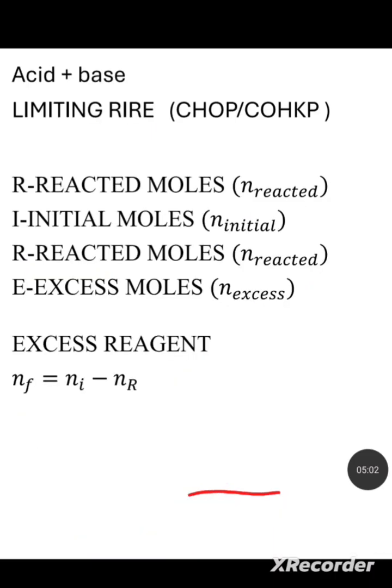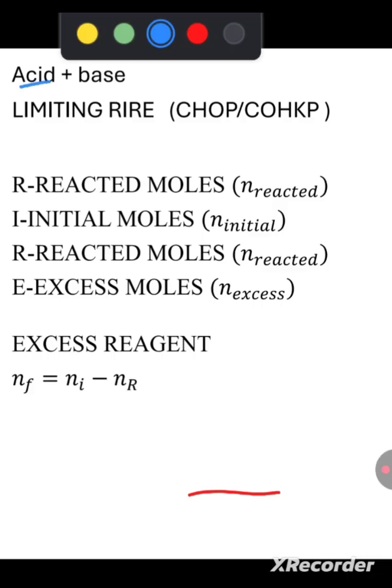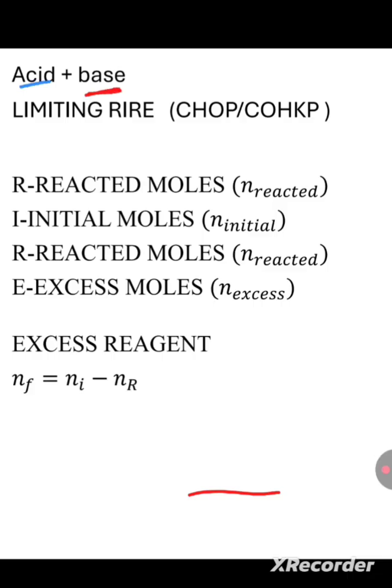Because of what I have just mentioned, when an acid reacts with a base, we need to identify the limiting reagent, because the acid and the base fight each other until one of them wins. So we want to find which one will get finished, and which one is in excess. After finding the limiting reagent, obviously you will know which one is in excess.